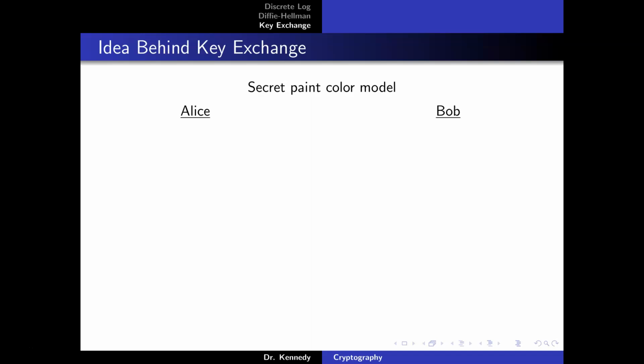This is called the paint model. We have Alice and Bob. They're going to come up with a secret paint color particular to the two of them. They start with some common color. In this case, it's kind of a brownish color. This is public knowledge. Everybody knows what the common public color is.